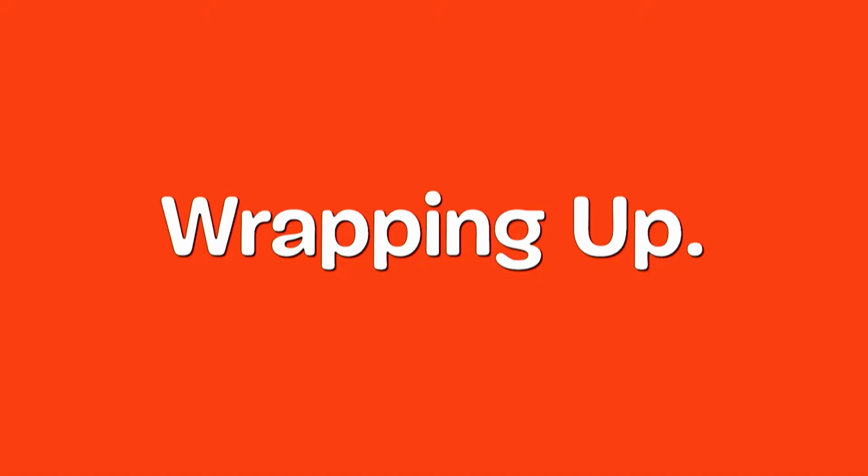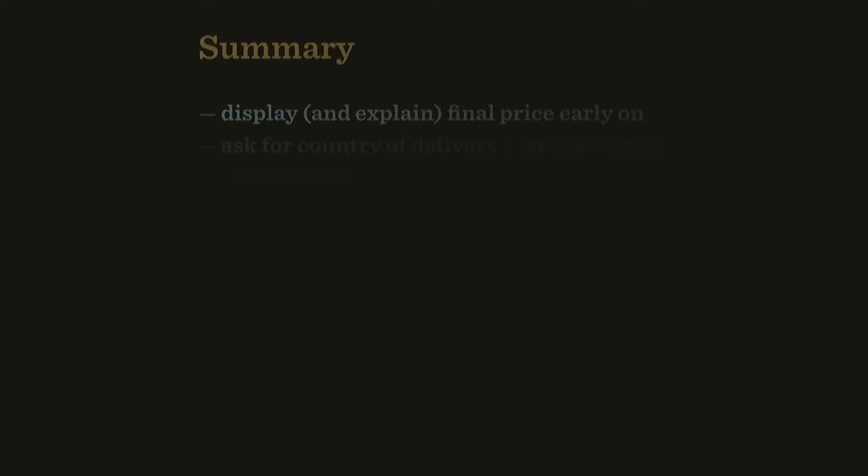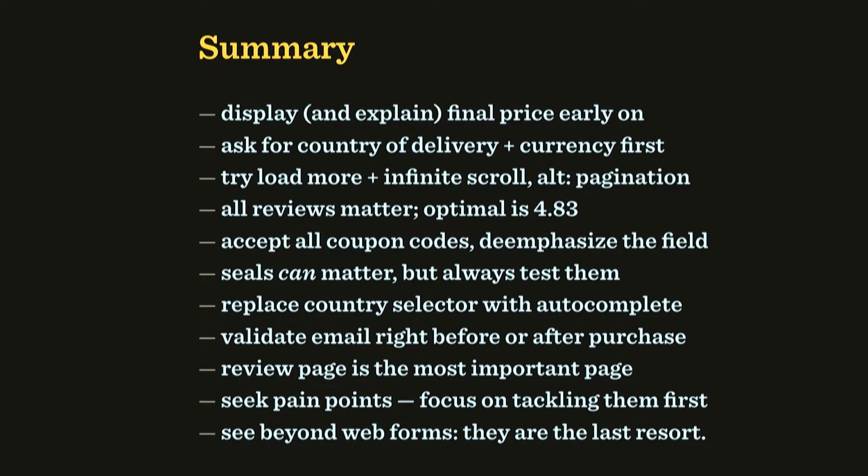Now, to wrap up, what can we do? There are many things we can do, and they're all not difficult. It's not like magic science or so. We display final price early on. We ask for the country of delivery and currency first. We try lazy-loading infinite scroll. Alternatively, if it doesn't work, we can use pagination.